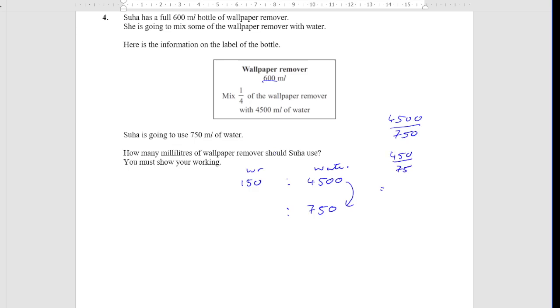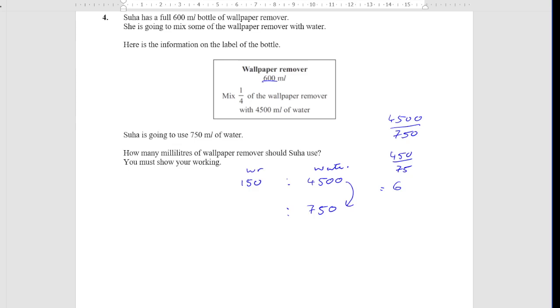So my 75 times table is 75, 150, 225, 300, 375, 450. So it's going to go in 6 times. Double checking that in my head. 150, 300. Yeah, so it's going to go in 6 times.